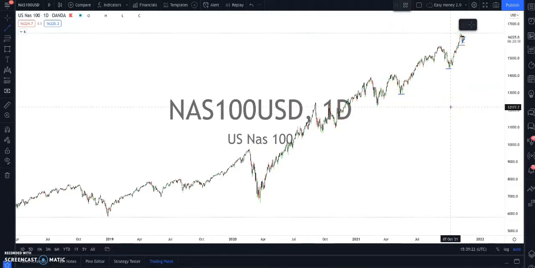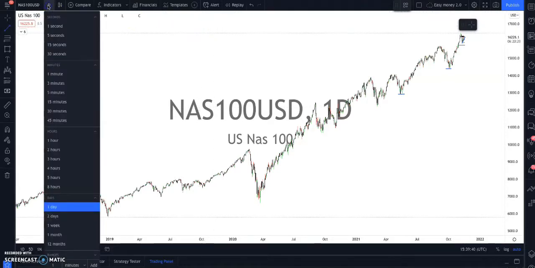Once you understand this, you really wouldn't sell Nas like that unless there's some news that came out and it just dropped tremendously. Like last week, we had some news, I forgot what news it was, and Nas100 dropped like crazy, but it came right back up the next day. You get what I'm saying?